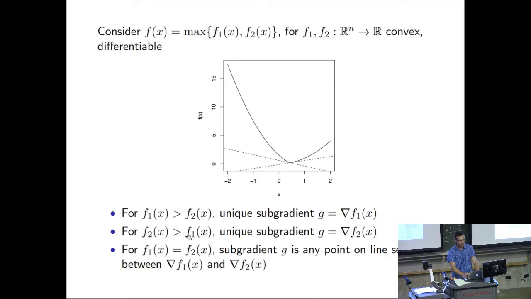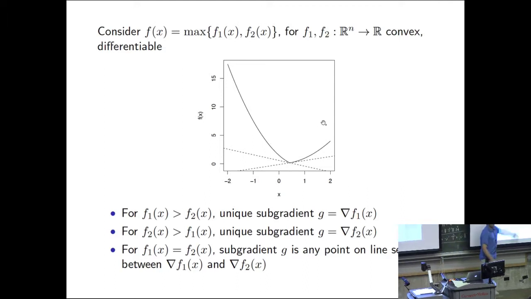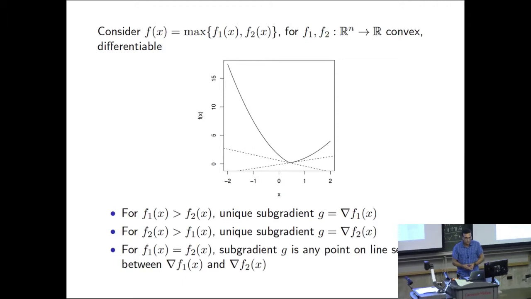If I'm at an x for which f2 is strictly larger than f1, which is somewhere out here, it's the same logic applied in reverse. In a small neighborhood around that point x, I'm just looking at the function f2, right? Because the max of f1 and f2 is just f2 in some neighborhood. So again, the subgradients are just going to be the gradients of f2. So there's just one, and it's the gradient itself. So the only case we haven't covered is x for which we have an equality, which is something like this, when f1 is equal to f2.